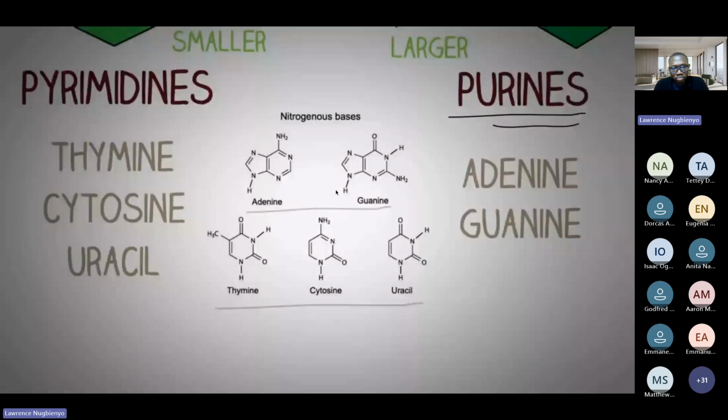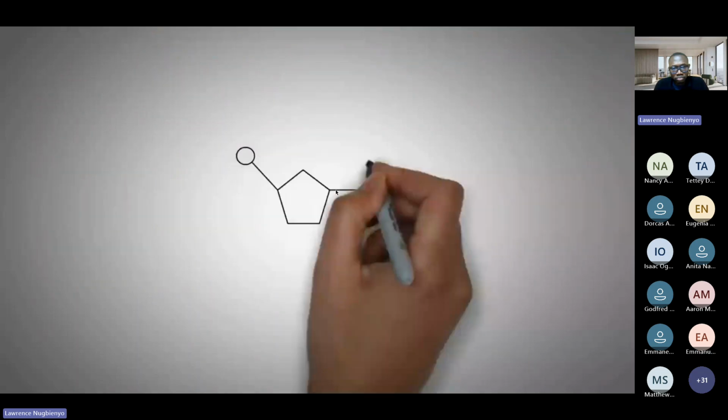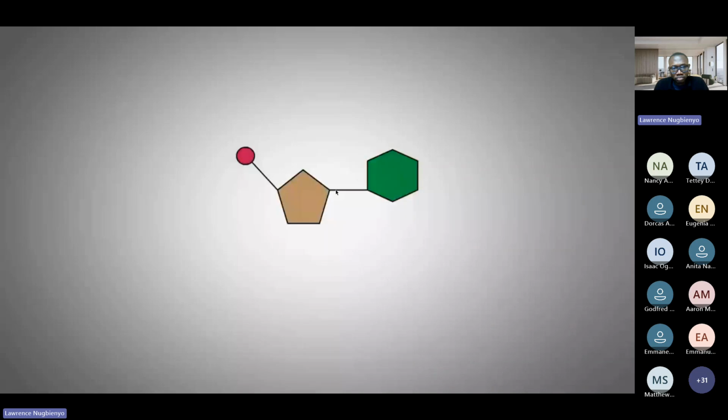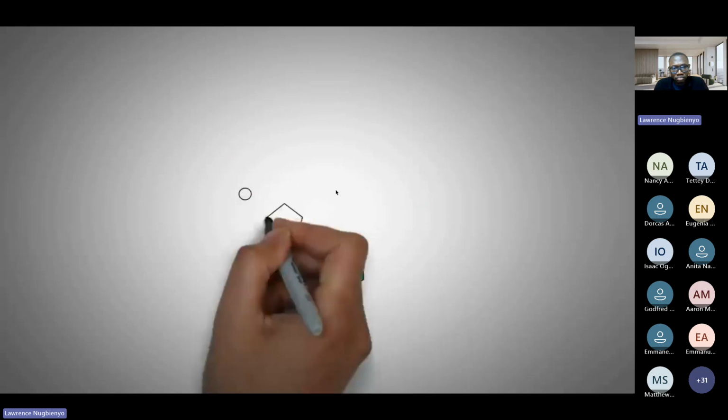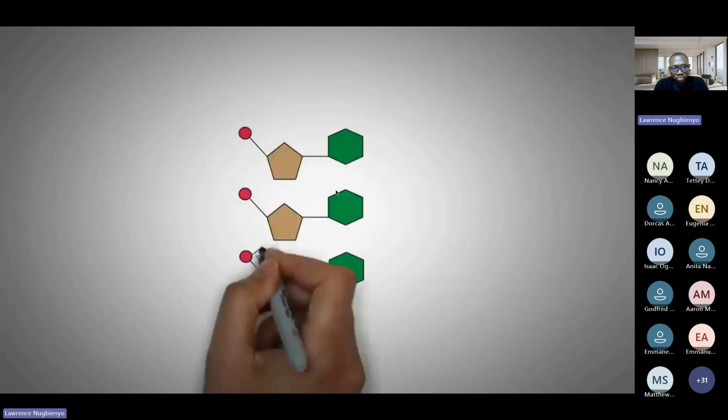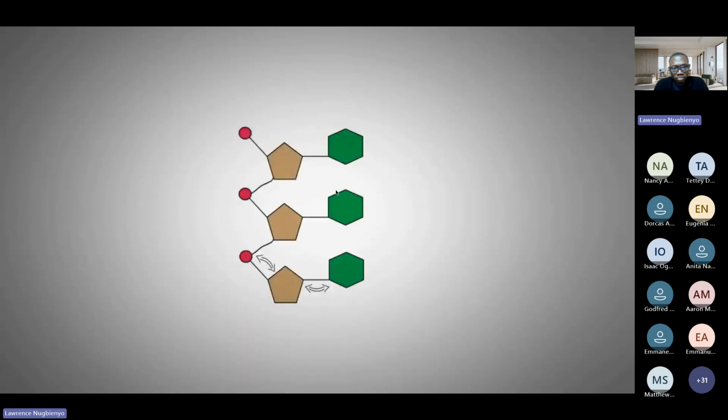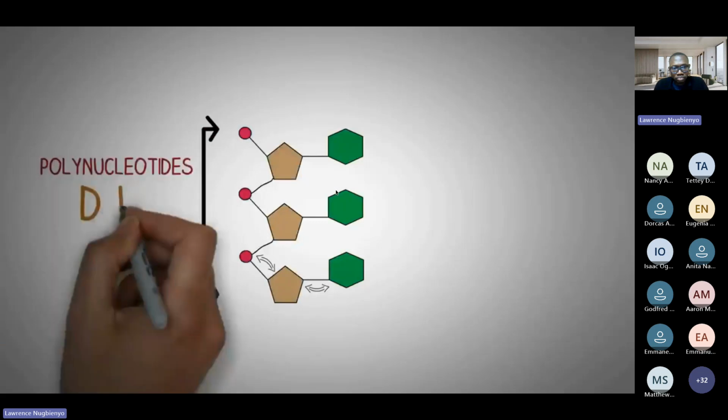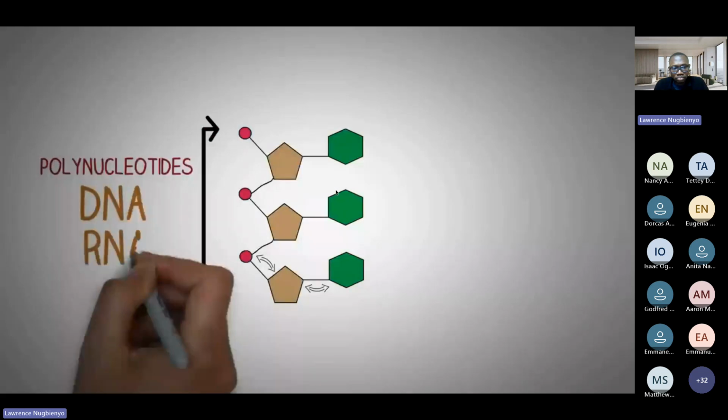So now you know the individual structures which are present in a single nucleotide. Next, we will look at how these individual structures bond to each other to form a single nucleotide. And then we will look at how many nucleotides bind to each other to form a chain of nucleotides, which is called a polynucleotide, which can be either DNA or RNA.